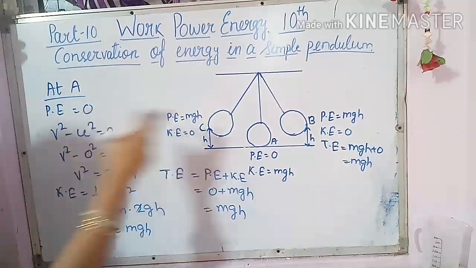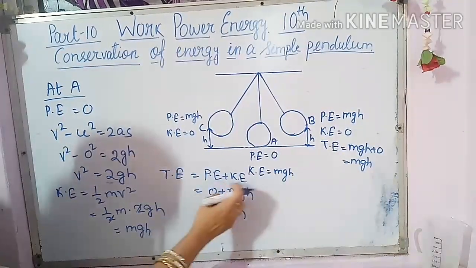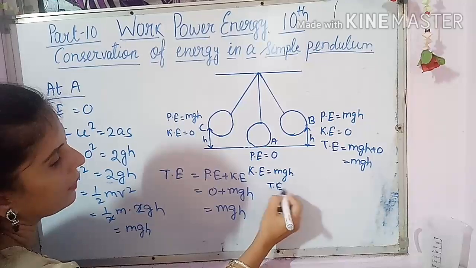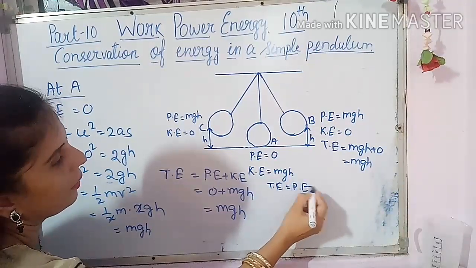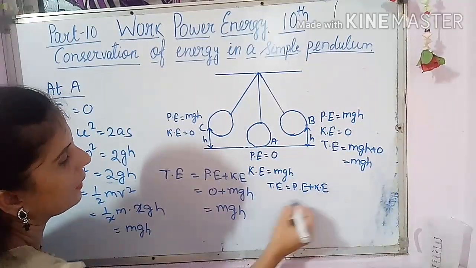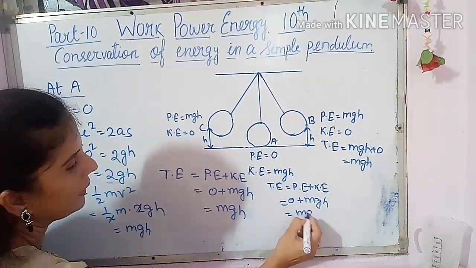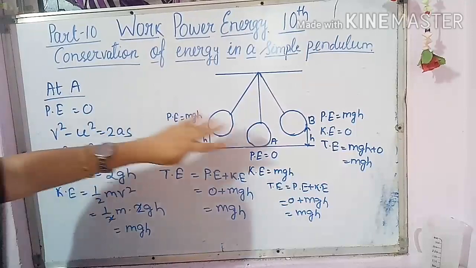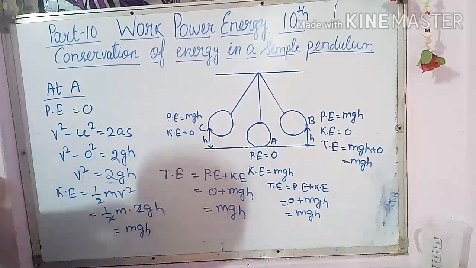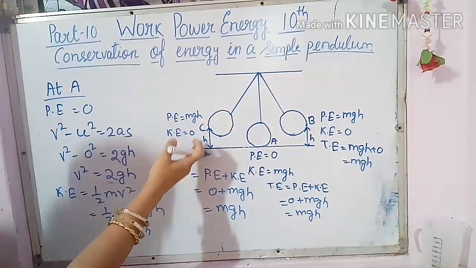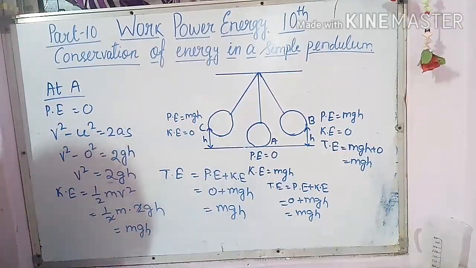In position B also you got mgh, here also you got mgh. So here also you can write total energy, that is Pe plus Ke, that is 0 plus mgh, you will get mgh. So if it is asking 2 or 3 marks, you can draw the diagram and directly write this one also.